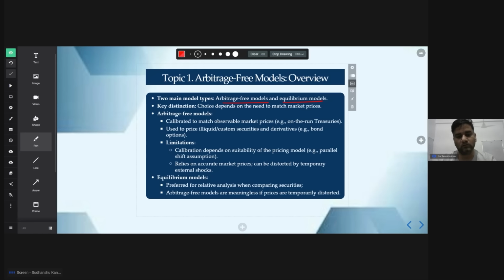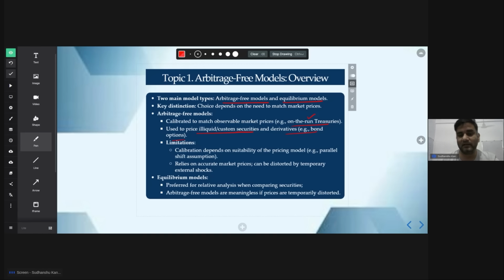When you talk about observable market prices, what does it mean? Your Treasury yields, your swap curve. Why do we do it? Because we want to ensure no arbitrage opportunities, meaning you cannot construct a risk-free portfolio and profit from that. Used especially for pricing illiquid securities, your custom securities, your derivatives, which are very complex.